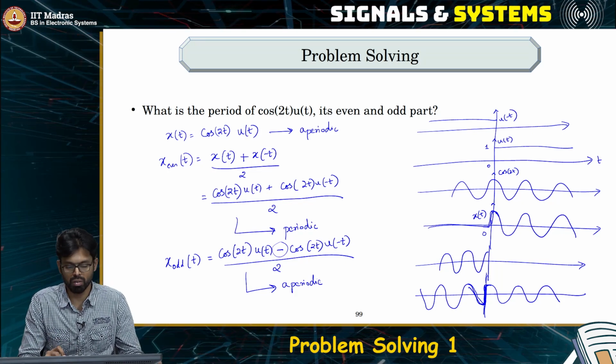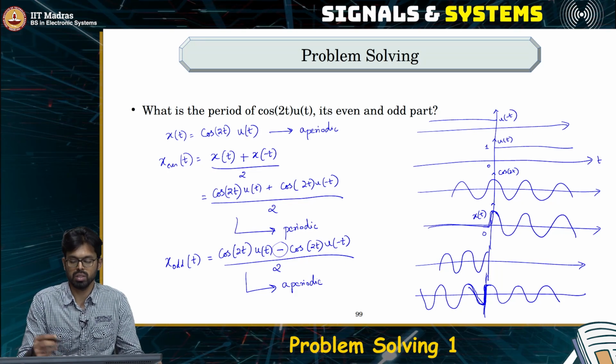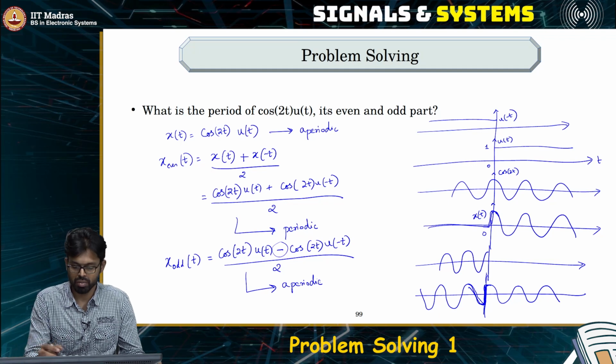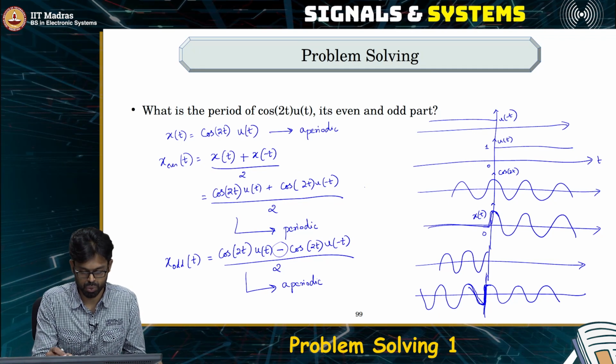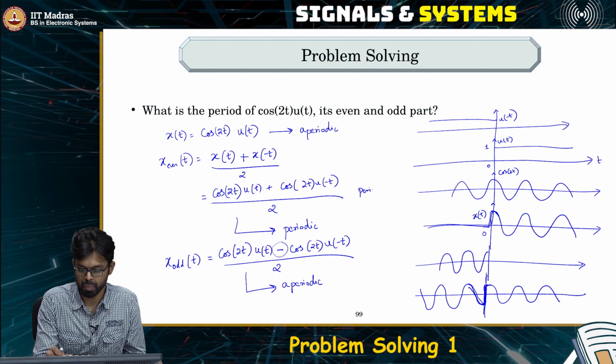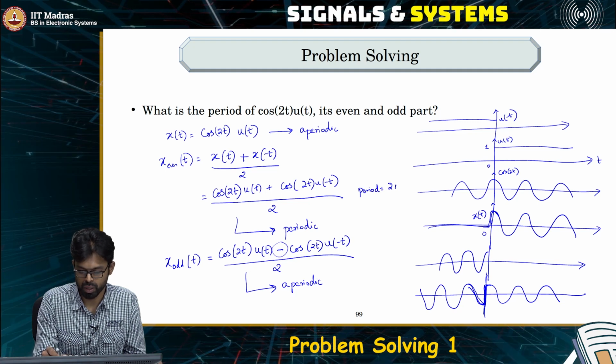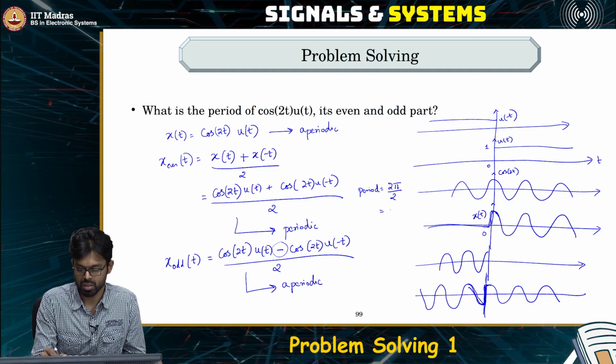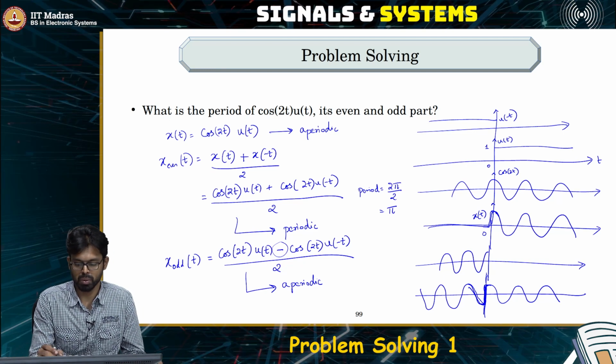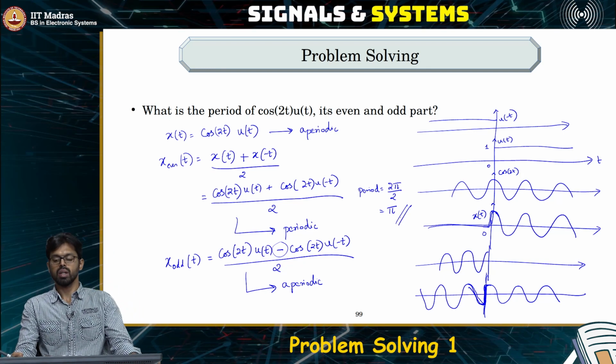What is the period of the periodic signal? So, it is the cos 2t itself. So, the angular frequency is 2, which means period is 2 pi by 2, which is equal to pi. So, the period here that we are looking for is pi.